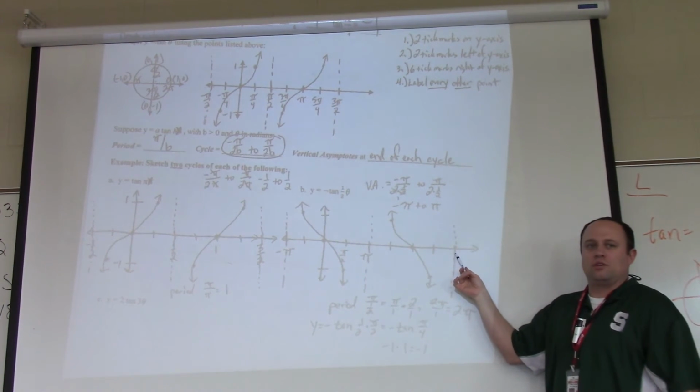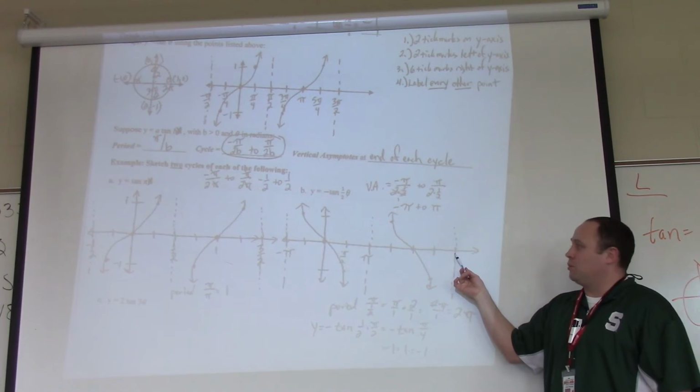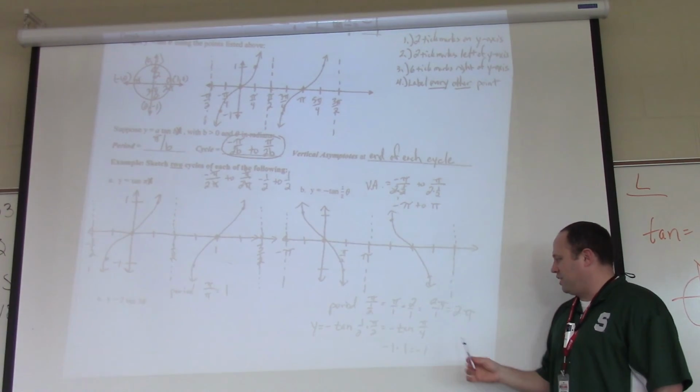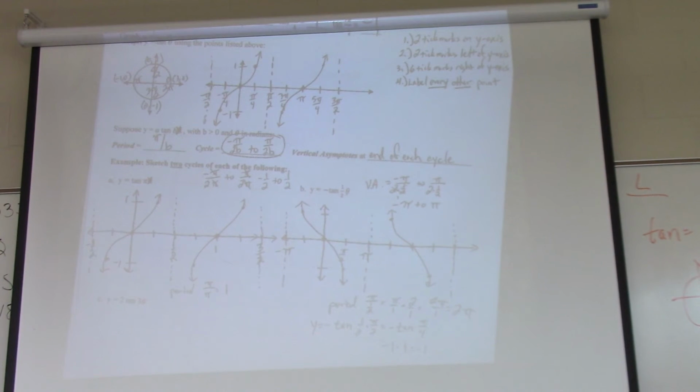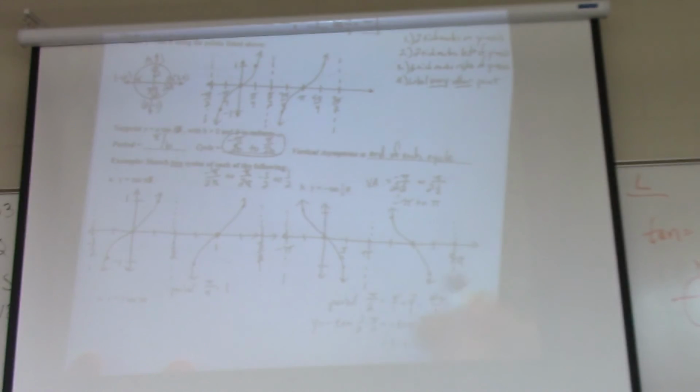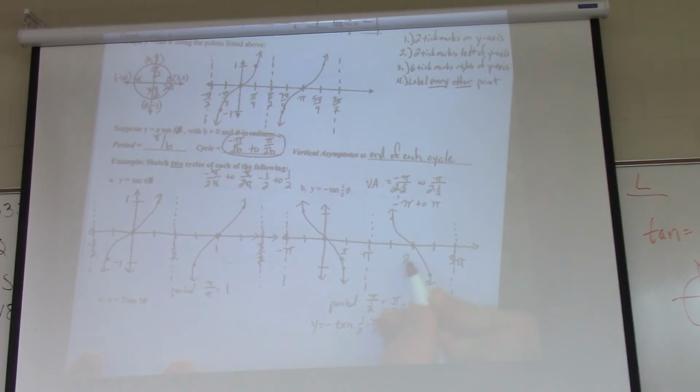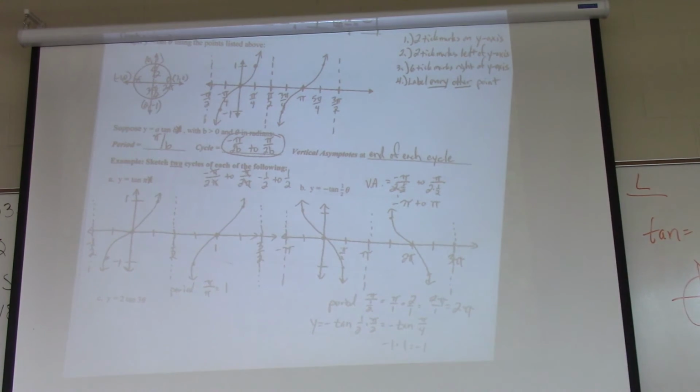So what's this? 3 pi. Because the distance between here and here is the period, 2 pi. So if I add 2 pi more to it, that's 3 pi. And what's between them? 2 pi. And then I'm done with my graph.